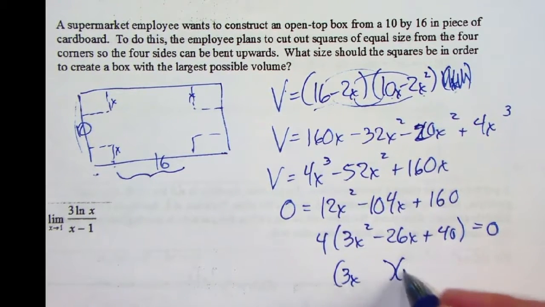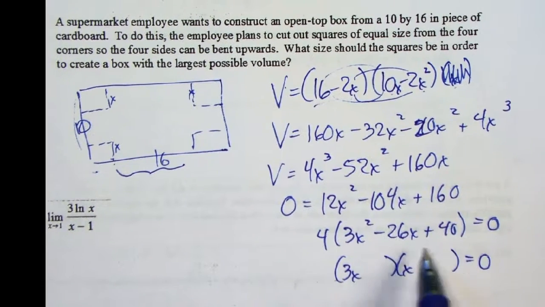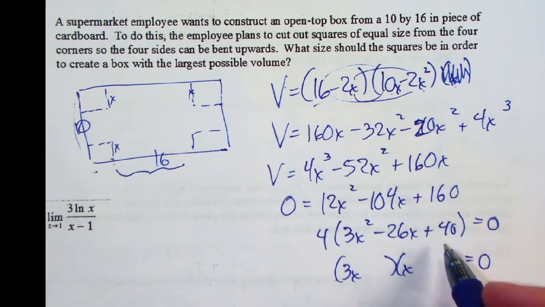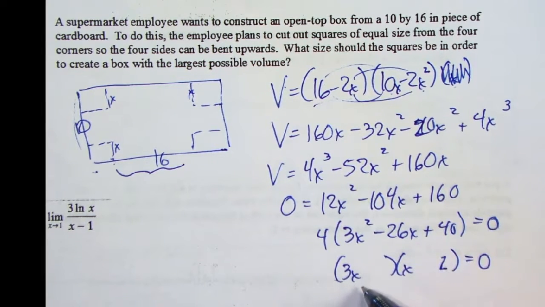And then I've got to try to factor that, like reverse FOIL. So let's see, if I put a 2 here and a 20 here, this will give me negative 20, this will give me negative 6. So that does work. Solving this would give me x equals 20 over 3. Solving this gives me x equals 2.